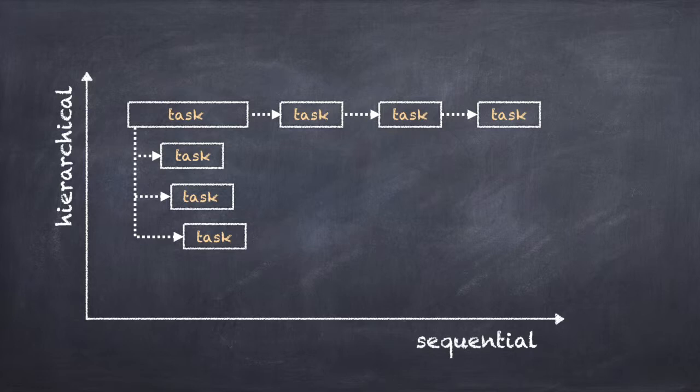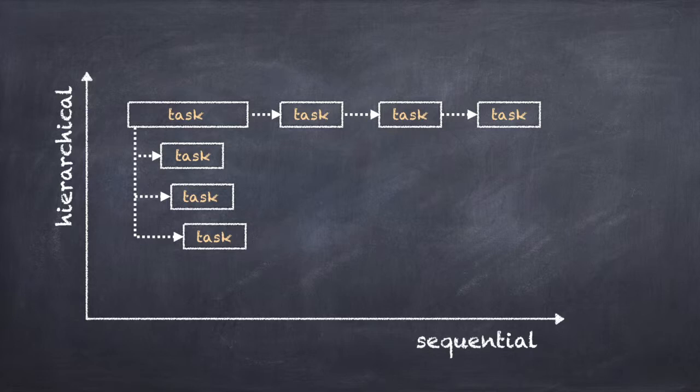You can freely mix and match from both dimensions. A parent task could assign work to 3 child tasks, wait until they complete, and then move on to the next task in a continuation sequence. In this lecture, we are going to look at the first dimension, the hierarchy of parent and child tasks.